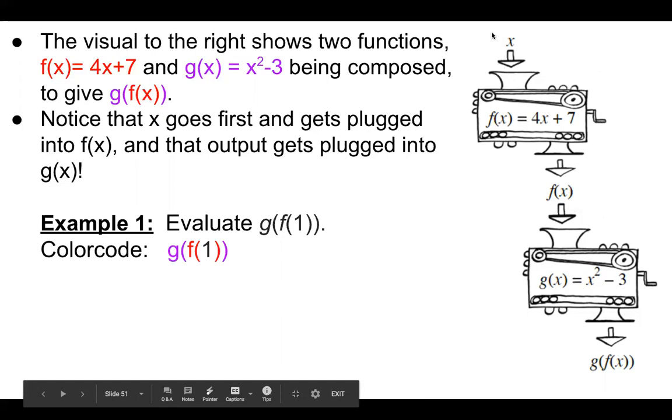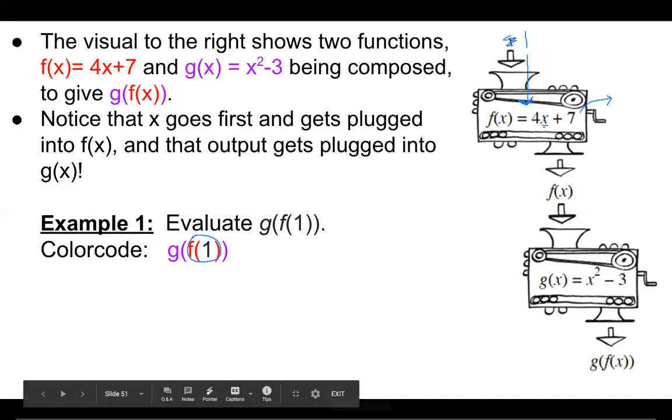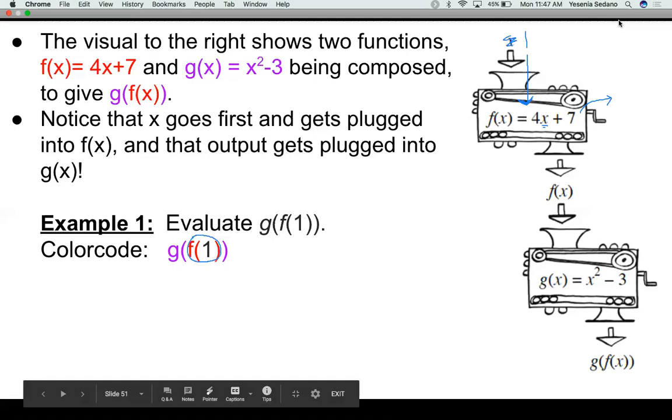So instead of x, we have 1. So 1 is going to get dropped into the function machine, and 1 is going to get plugged into f first. Basically, you do this first: f of 1. So if you plug in 1 right here for x, what do you get as your output? You could use the chat. If I plug in 1 right there, what do I get as the output of the function?